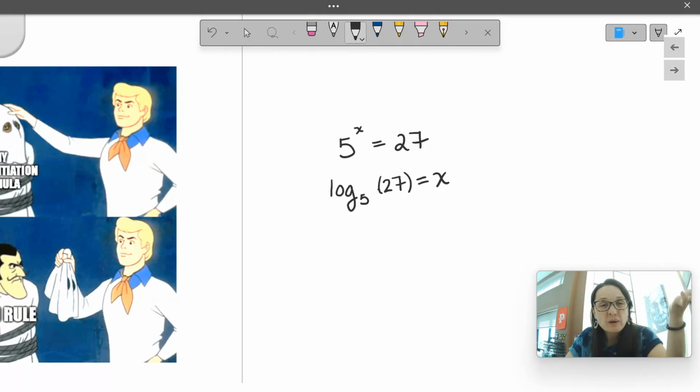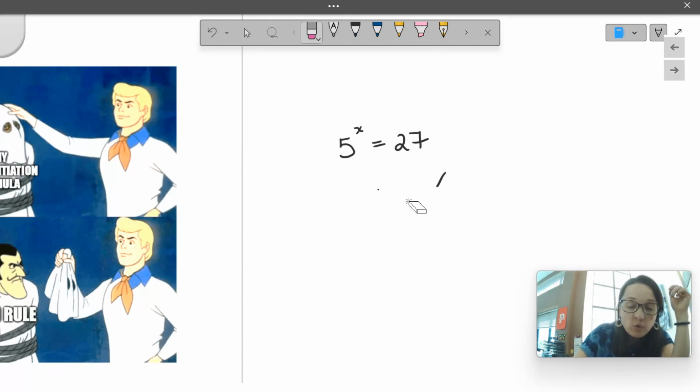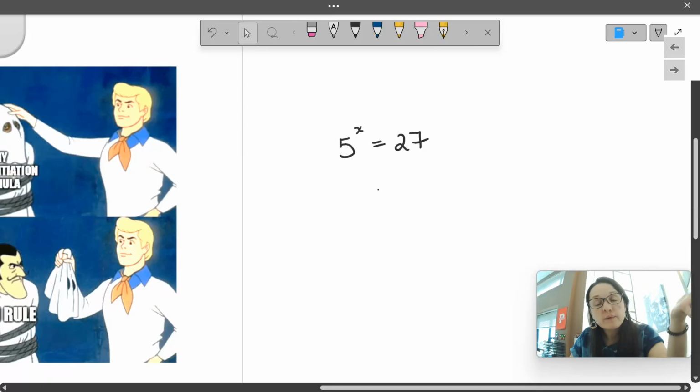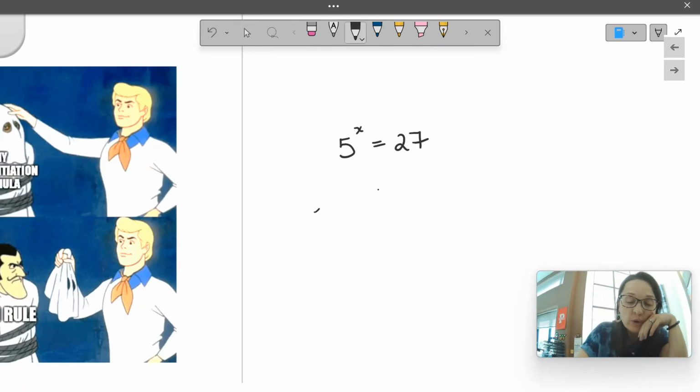That's exactly right. But here's the thing, log base 5 is garbage. Nobody uses log base 5. Well, maybe that's not true, but very few people use log base 5. In the real world, we use log base 10 or log base e, aka ln. Nobody uses these other crappy bases. So there's another way to solve this equation. 5 to the x equals 27. I can, if I choose to, take the ln of both sides.